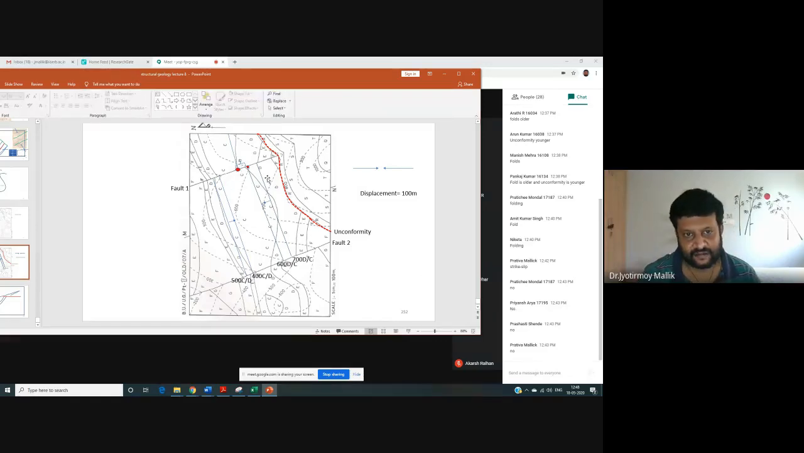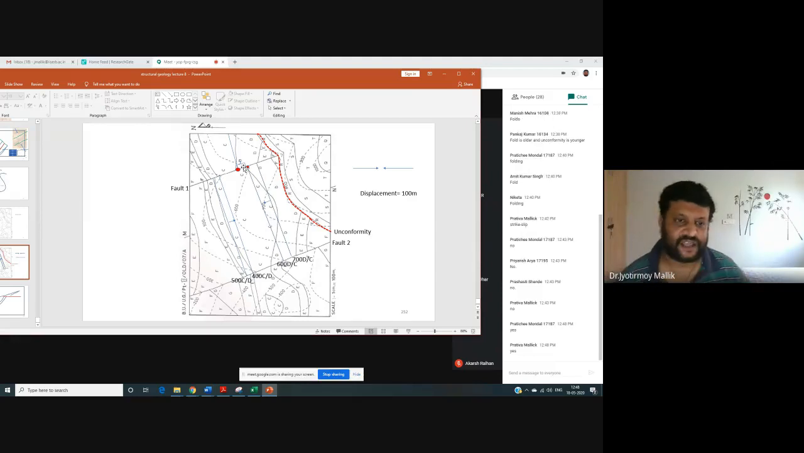And then this distance will be the displacement. Is it clear? Tell me if it is clear. Yes or no? Just write yes or no. Okay, very good. So that's how I have calculated my strike line.